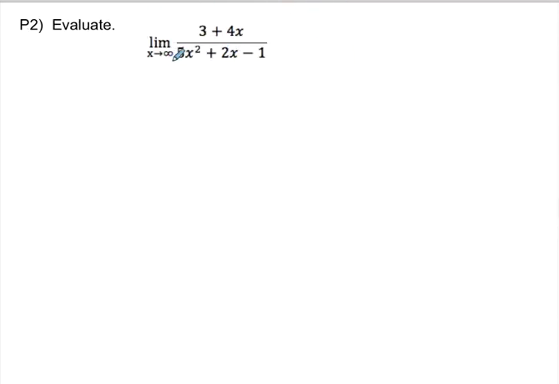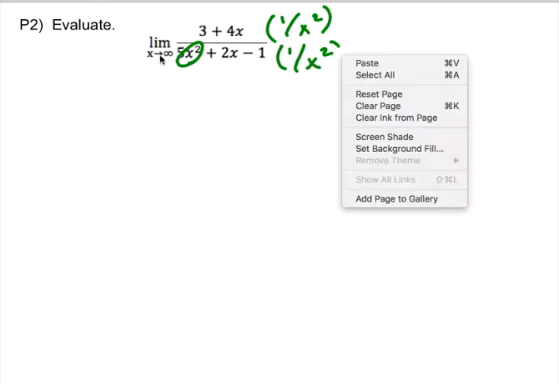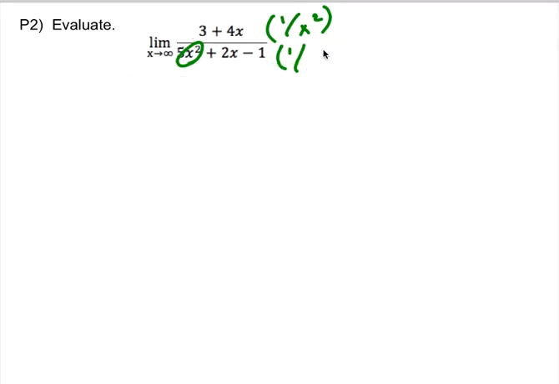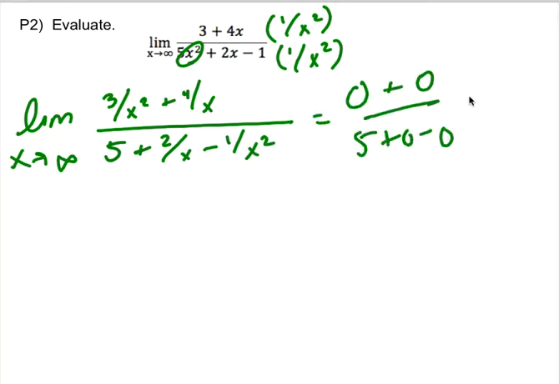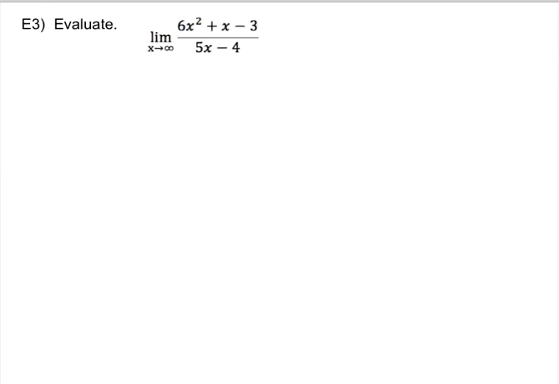Okay, so here, again, largest power in the denominator. I see if I plug in, I would get something infinitely large in the top and also infinitely large in the bottom. I'm going to multiply both the top and the bottom by 1 over x squared. So I get the limit as x approaches infinity of 3 over x squared plus 4 over x. On the bottom, I get 5 plus 2 over x minus 1 over x squared. When I plug in, I get 0 plus 0 over 5 plus 0 minus 0, which is 0 over 5, or 0.